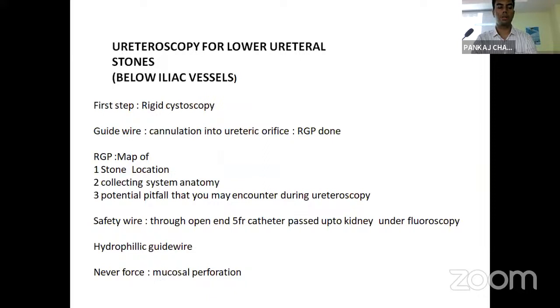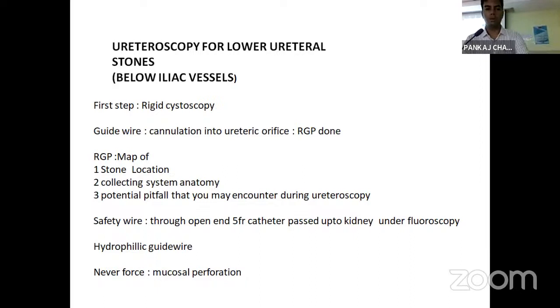Ureteroscopy for lower ureteral stone, just below the iliac vessel. The first step is rigid cystoscopy. Then a guidewire is inserted. Cannulation into the ureteric orifice is done, and RGP is done. RGP is the map of stone location and collecting system anatomy, and shows potential pitfalls that may be encountered during ureteroscopy.